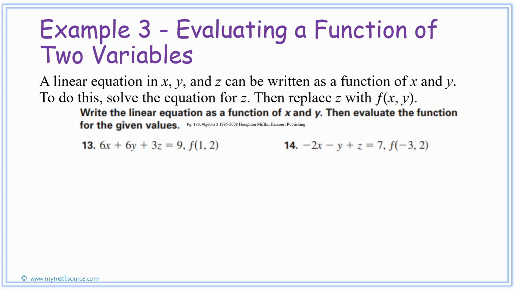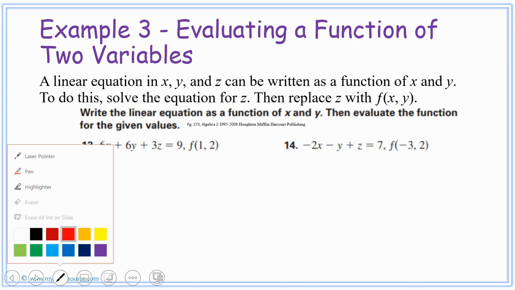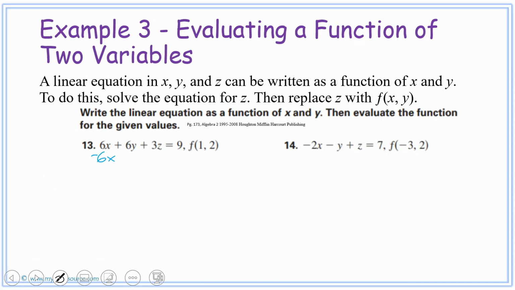If we wanted to write the linear equation as a function of x and y, we're going to follow those steps. So first thing we want to do is solve the equation for z. So if we do that, just bring everything over. We could do it all in one step by just subtracting everything at once. So minus 6x, minus 6y on both sides. Right, so minus 6x and minus 6y. Just to knock them out faster, we're going to have 3z is equal to negative 6x, subtract 6y, plus the positive 9 that was already there.